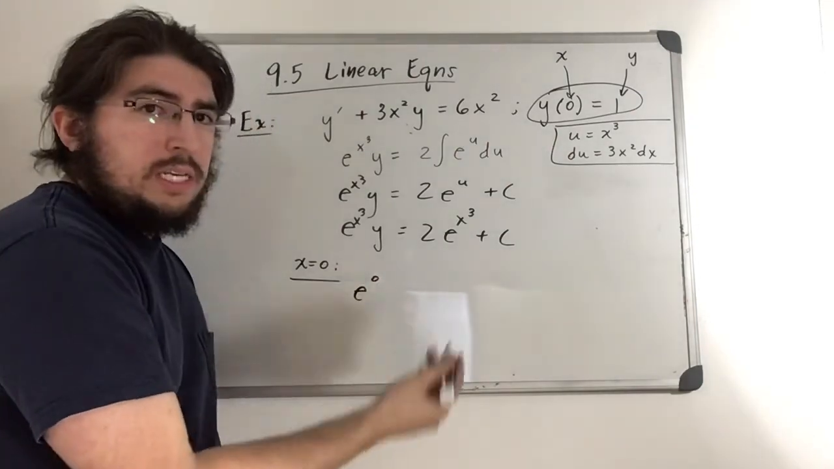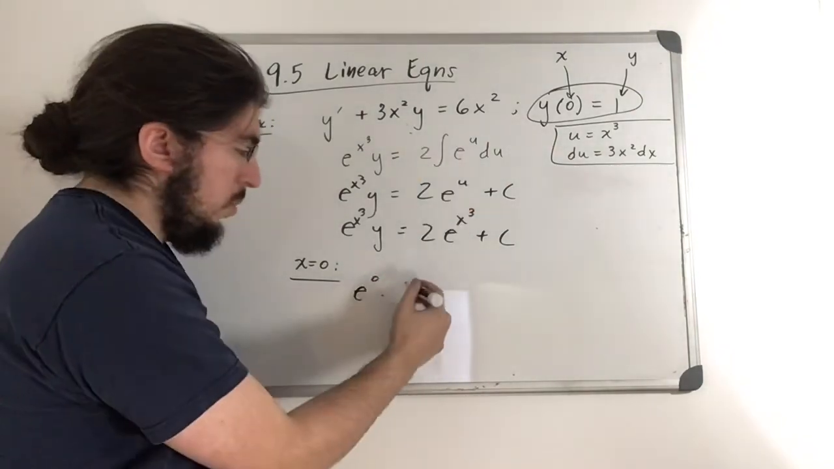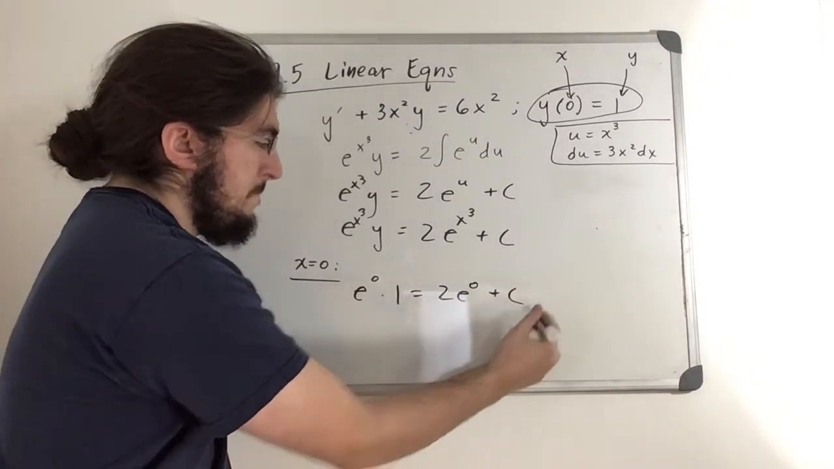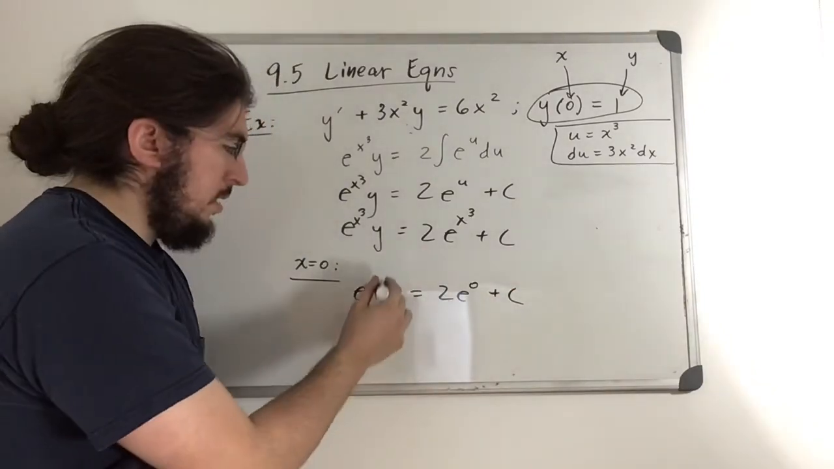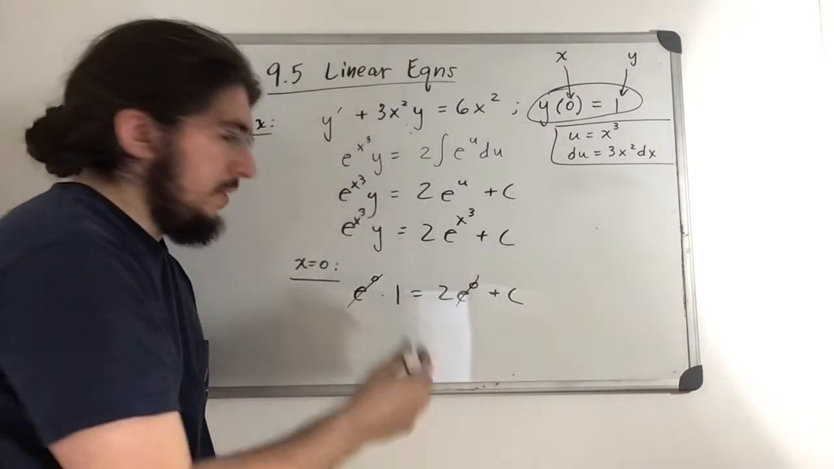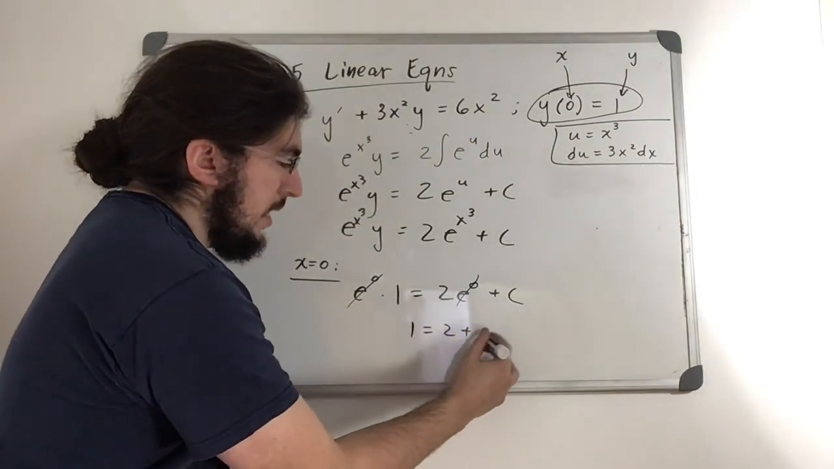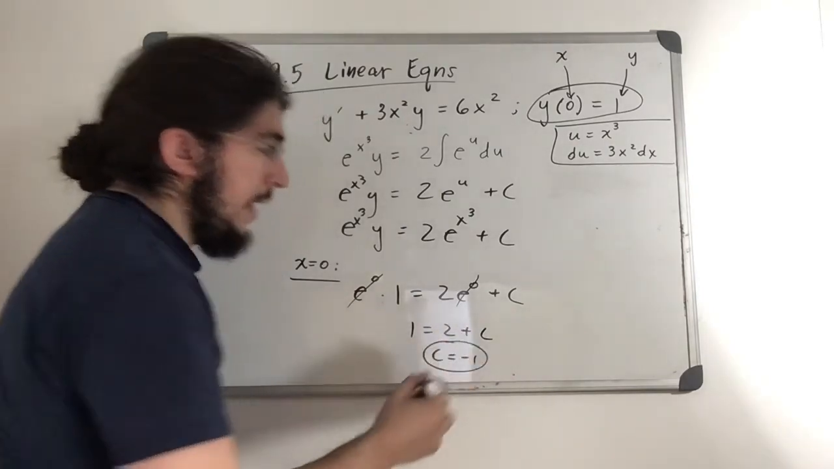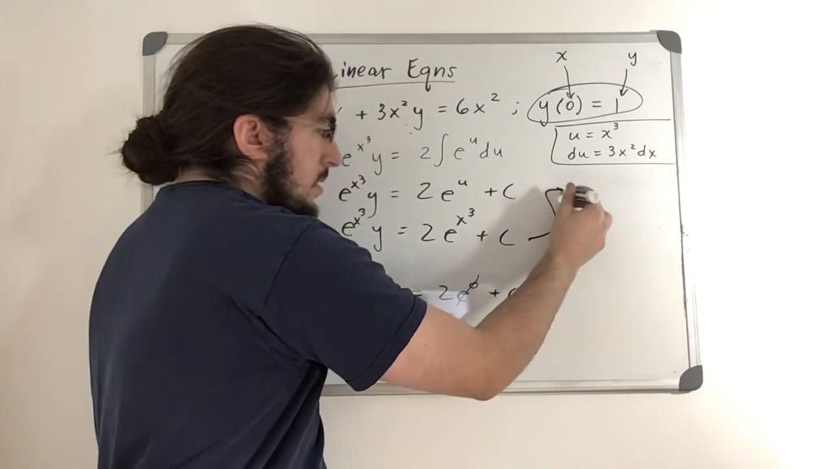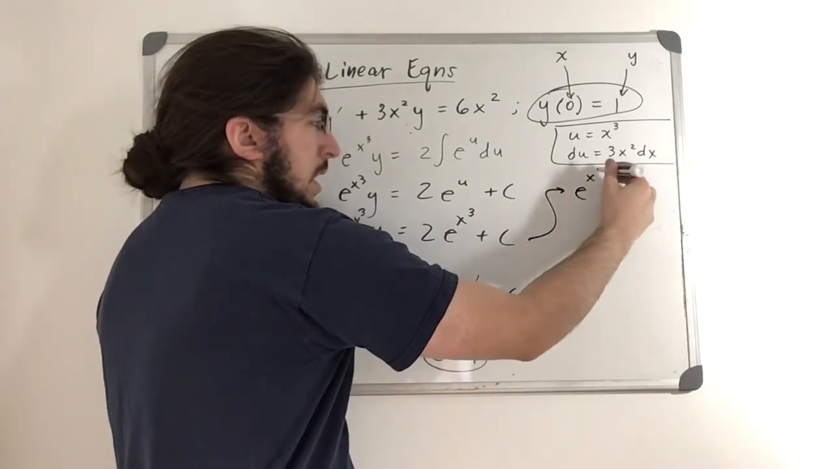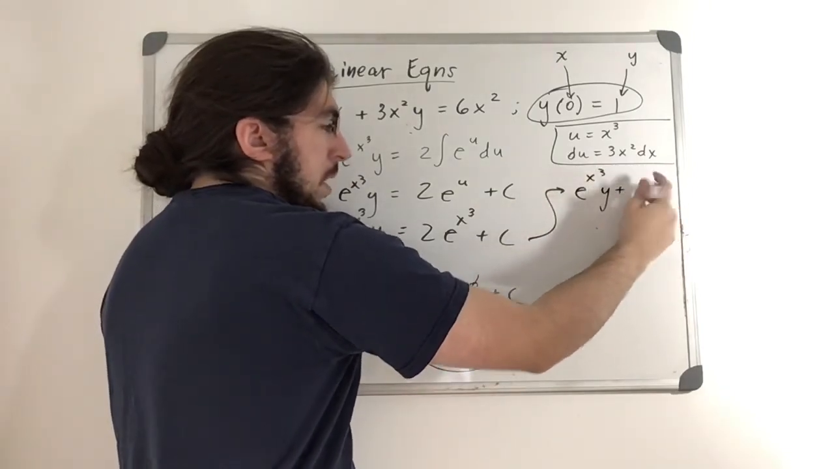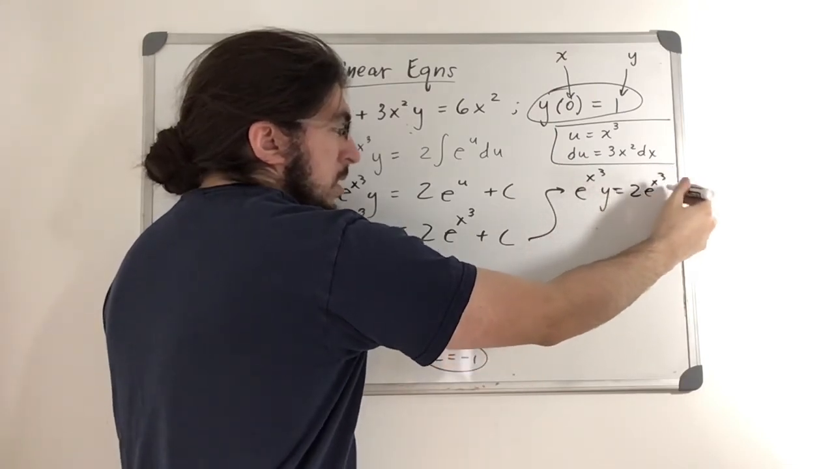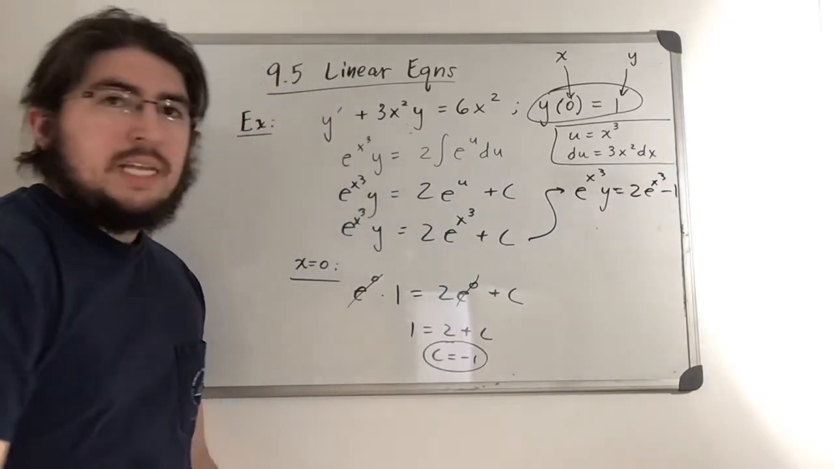e to the 0 cubed is e to the 0 times y, which is 1, equals 2 times e to the 0 plus c. Now, of course, e to the 0 is 1, so you can just kind of think of it not being there. So we get 1 is equal to 2 plus c. Subtract 2, you'll get c is equal to negative 1. Great. Plugging that back in gives us e to the x cubed y equals 2e to the x cubed minus 1, because c is negative 1.